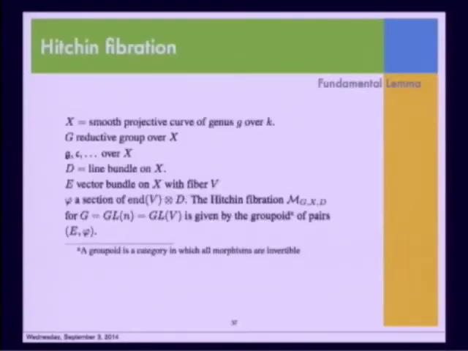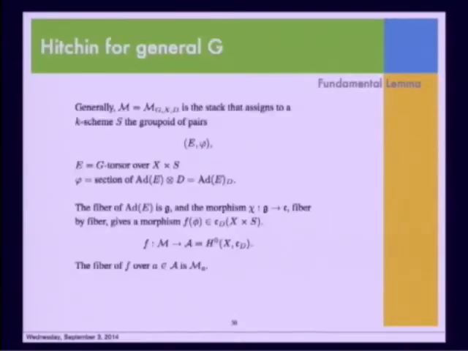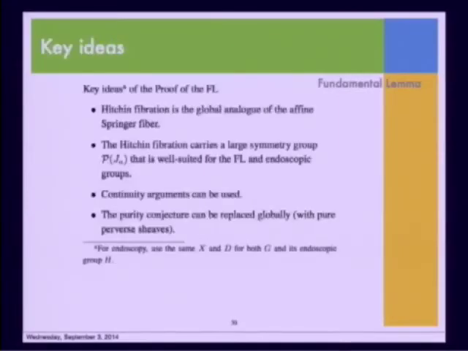So there was a discussion yesterday about the Hitchin fibration, so I won't repeat it. So let me just say what a few of the key ideas of the proof of the fundamental lemma were. The proof is not short. The proof is something like 170 pages to give the proof of the fundamental lemma in full generality. But the first key idea I've mentioned already, that this Hitchin fibration is the global analog of the affine Springer fiber, so that terms in the Arthur-Selberg trace formula can be interpreted in terms of the Hitchin fibration.